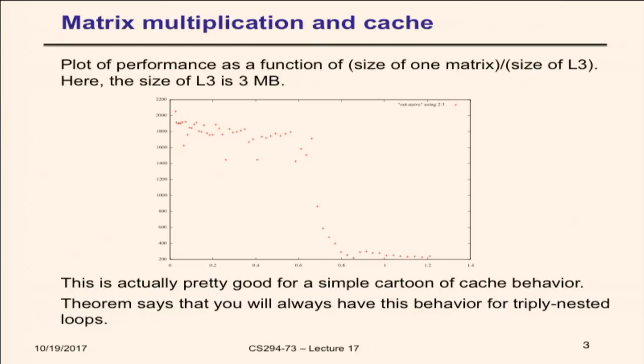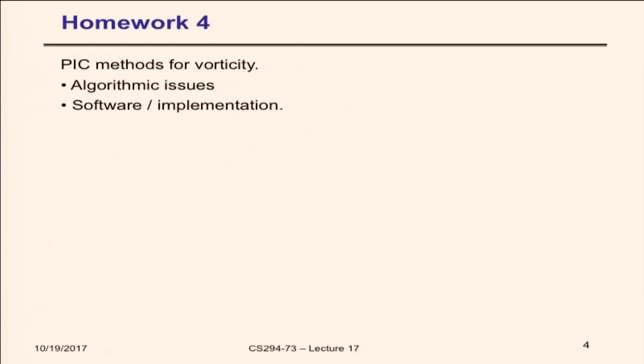Okay, so now on to homework 4. Homework 4 is going to be particle and cell methods for vorticity. I'll first go through the algorithm, and then we'll spend a fair amount of time on the implementation issues.